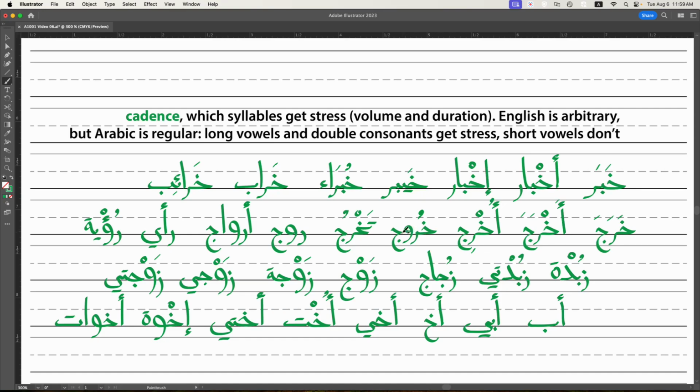Khuruj. Khuruj is the act of going out or leaving. Takhruj. Takhruj means she leaves something. So all of these words have in common, because they have kha, ra, jim in a row, the act of leaving or going out in common.